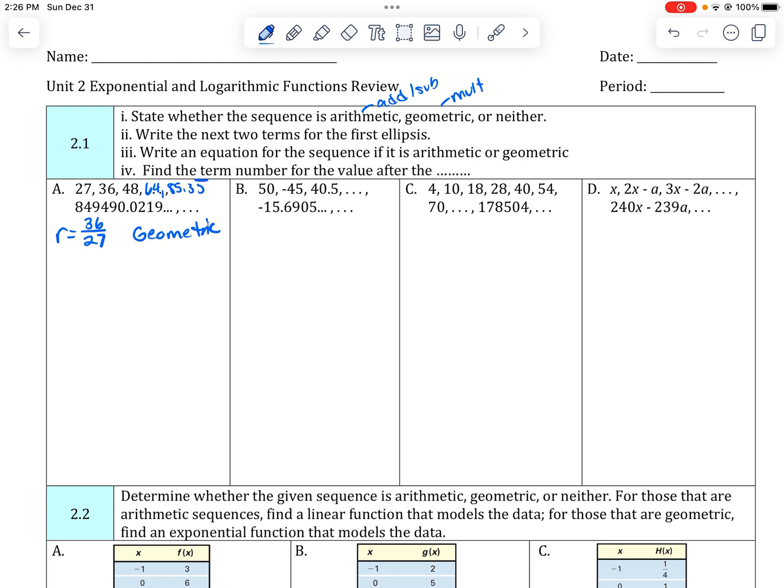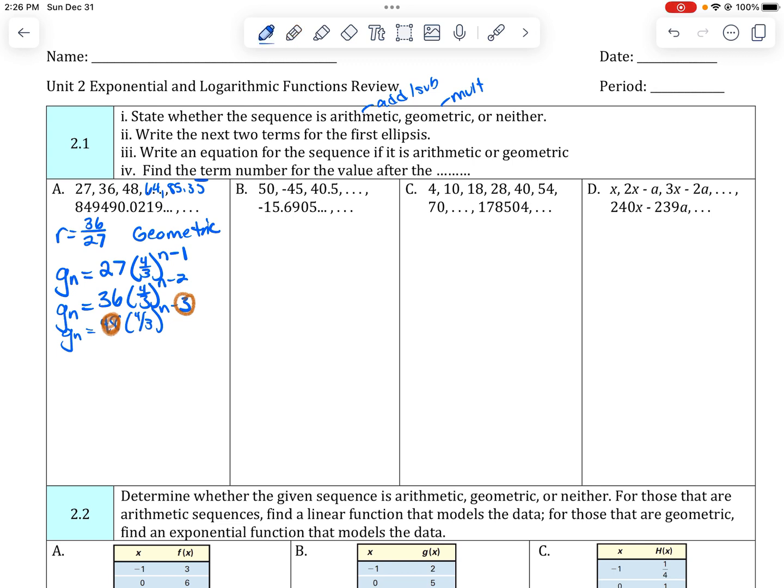So write an equation. Any term, let's say if we use our first term, 27 times 4/3 to the n minus 1. And a reminder, we can start with any term. If I would have started with 36, it would be 36 times 4/3, but that's the second term, so n minus 2. If I started with 48, 4/3 to the n minus 3, that's the third term. As long as this term matches, we subtract that term number.